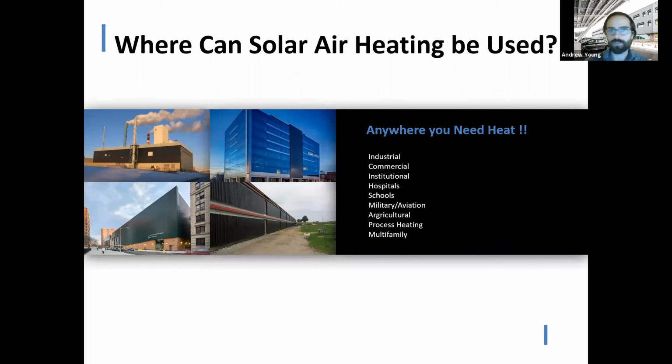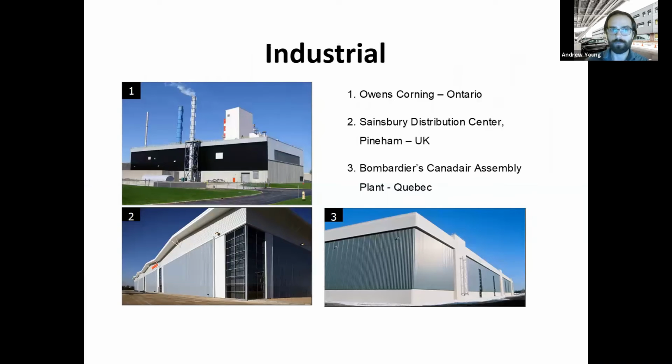So in the next few slides, there's just a couple of examples of some of these verticals in which we work with. So in this slide here, we're seeing some industrial facilities. The first one there is Owens Corning in Ontario. And as you can see, it's a pretty clear indication of where the SolarWall is on that building. And the following year, actually, it worked so well for them that the sidewall that you can see in this photo, the following year, they added an additional SolarWall to that wall system.